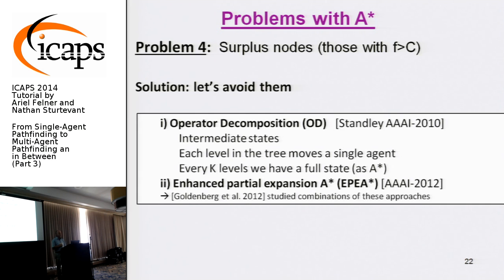My student, Mary Goldenberg, who actually now is receiving his PhD. There is, right now, in these very minutes, a ceremony. Unfortunately, I'm here. I sent him an email an hour ago. Anyway, he showed how enhanced partial expansion A star can be applied to multi-agent pathfinding, and the amount of surplus nodes is reduced very fast.